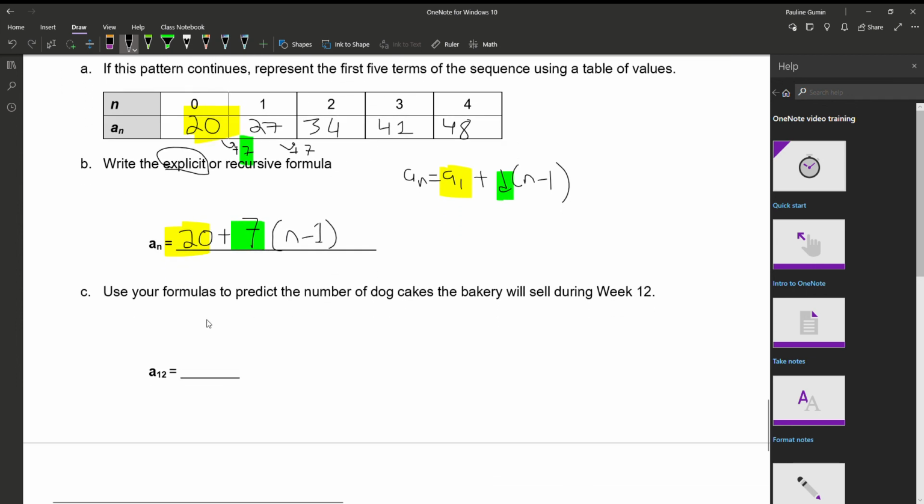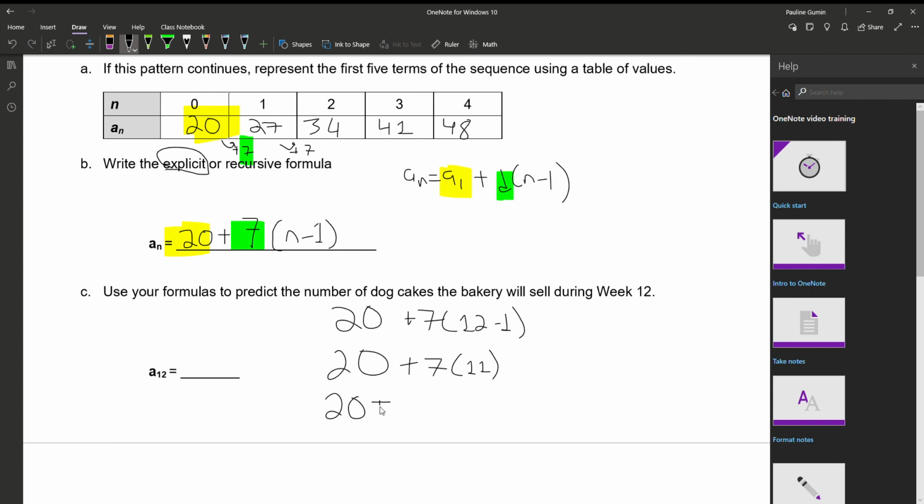Letter C asks us to use the formula to predict the number of dog cakes in the bakery during week 12. So what I'm going to do is plug 12 into n. All right, let's follow the order of operations. First thing I do is what's inside those parentheses. So subtract. 12 minus 1 is 11. Next, I multiply. 7 times 11 is 77. And finally, I can add 20 plus 77 is 97 dog cakes on week 12.